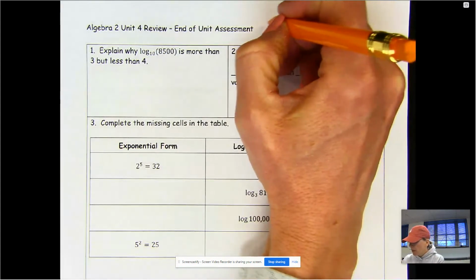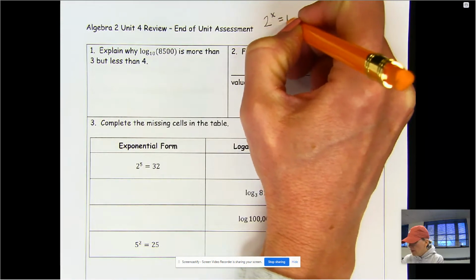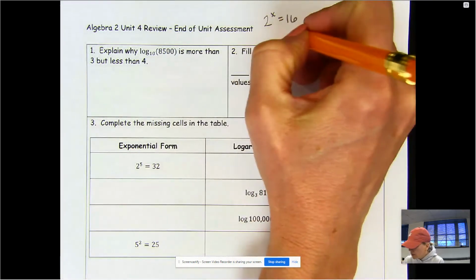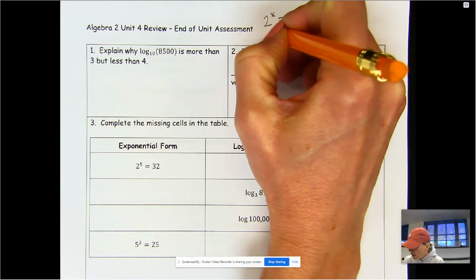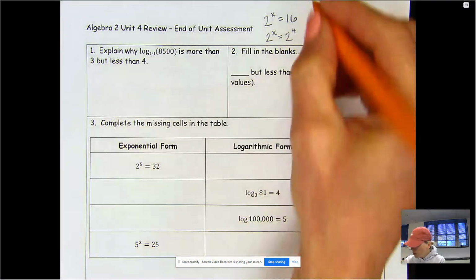So if we had something like, let's say, 2 to the x is equal to 16. Well, that's not a time where I would really even think about using logarithms, because 16 is a power of 2. So I know 2, 4, 8, 16. It takes 4 times of multiplying 2 to get 16. So I know 16 is really just 2 to the 4th. So if 2 to the x is equal to 2 to the 4th, then x must be 4.